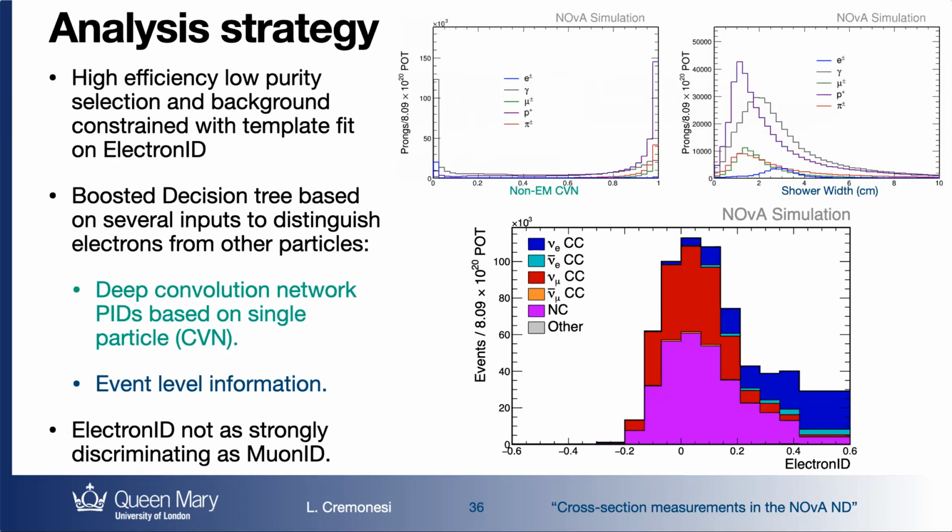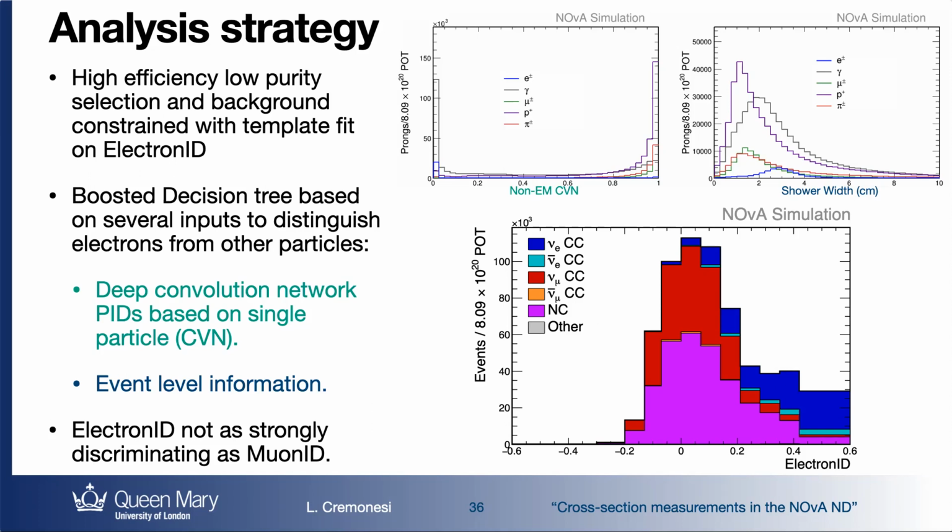When we put all of this together, we get a distribution of the electron ID that you can see right here on the right. You probably noticed straight away that it's not as sharply peaked at 1 and -1 like the muon ID was. And this is, of course, because this is a much more challenging sample. Our signal in this case is the blue histogram, and the two main backgrounds are NuMu in red and neutral current in pink.